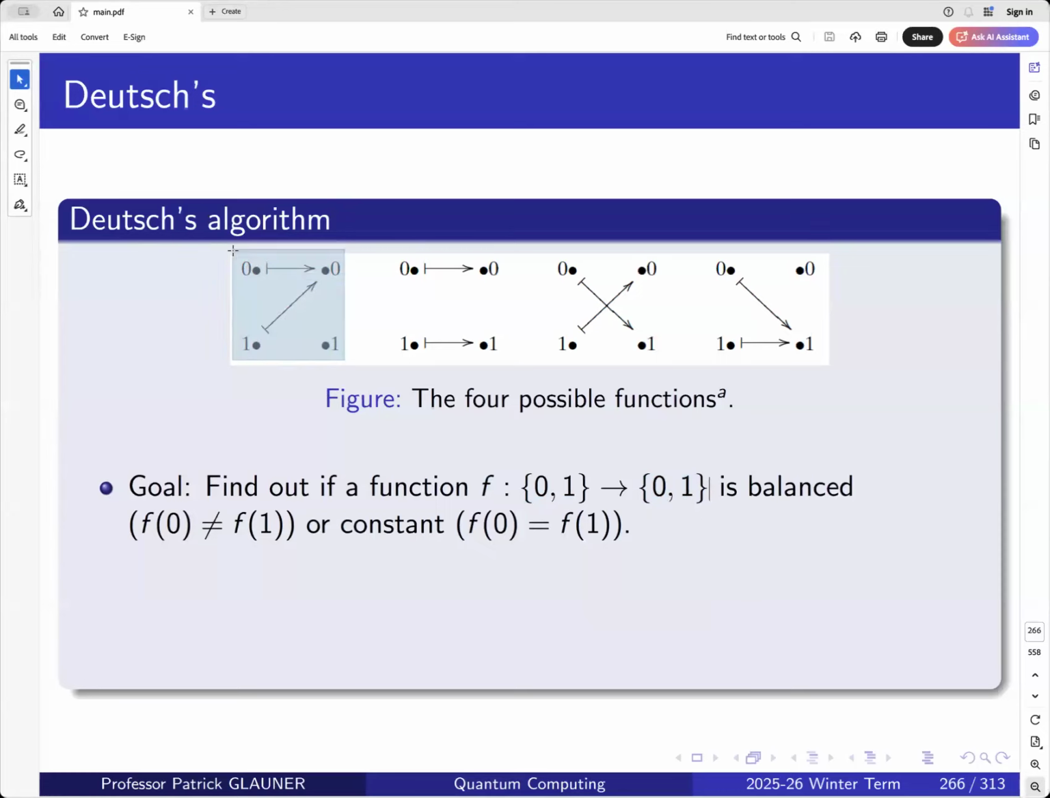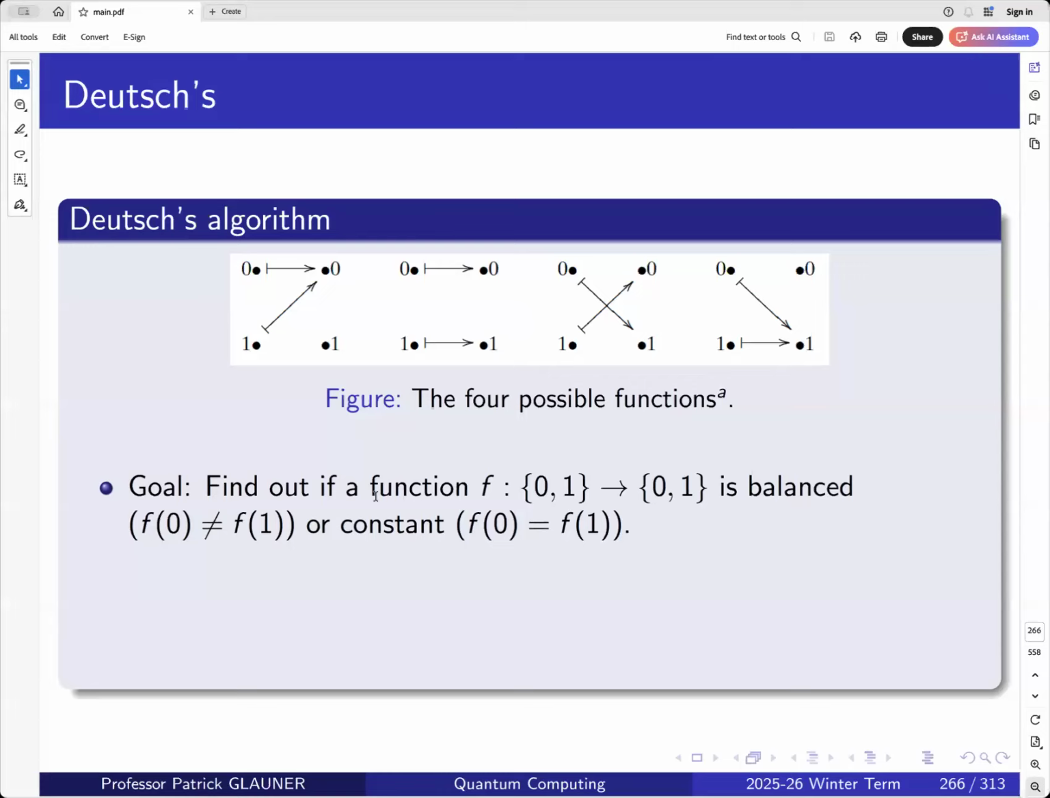So I could have the first function that maps 0 and 1 to 0. The other function maps 0 and 1 to 1. Or the next function maps the 0 to 0 and 1 to 1. Or 0 to 1 and 1 to 0. So these are the four possible functions.